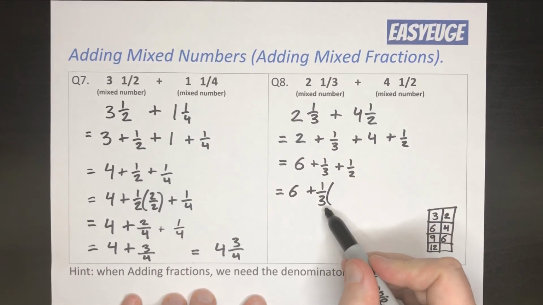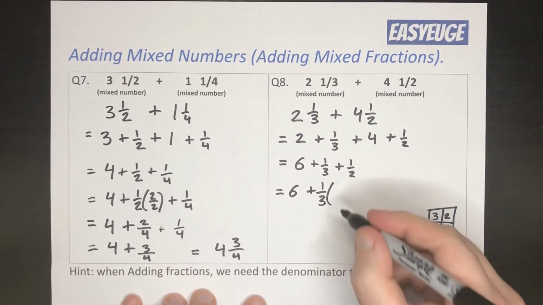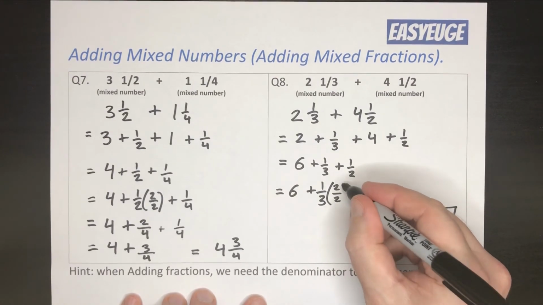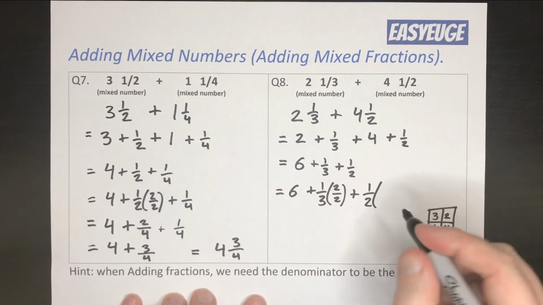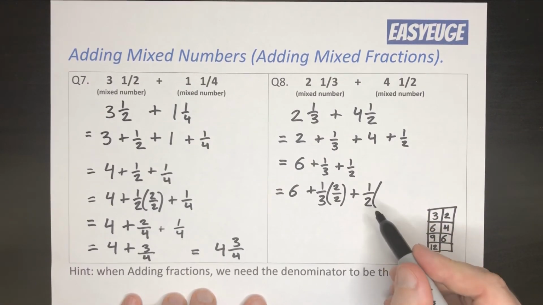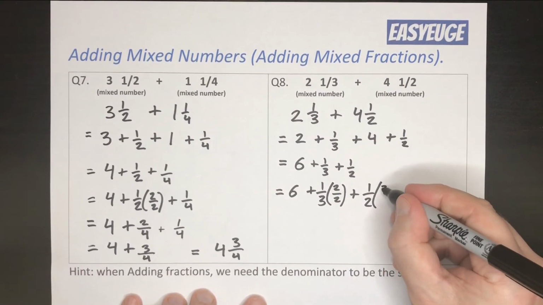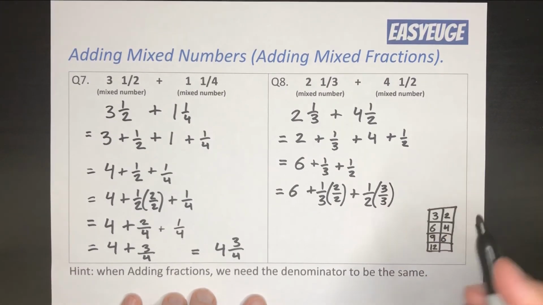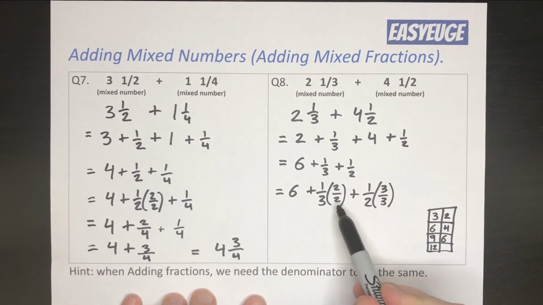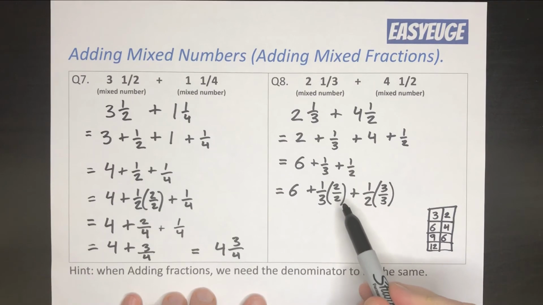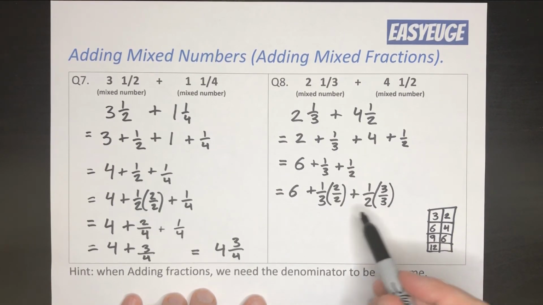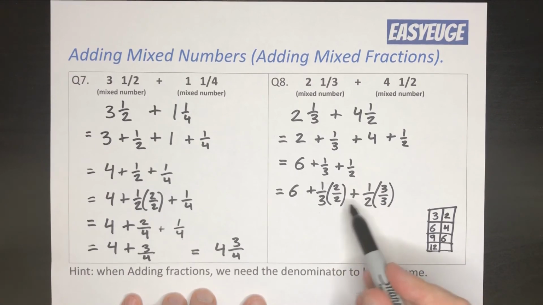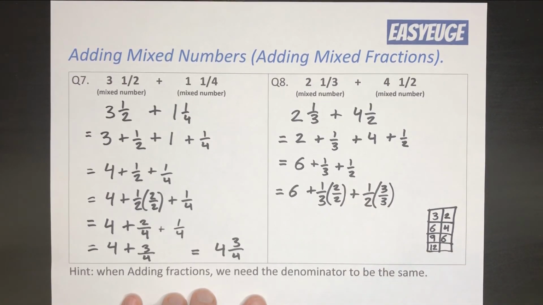What will we multiply by the 3 to make it a 6? Let's multiply it by 2 over 2. Then we'll add on the half. What can we do to the 2 to make it a 6? Let's multiply that by 3 over 3. So again, when you multiply by 2 over 2, that's the same as 1. And 3 over 3 is the same as 1.